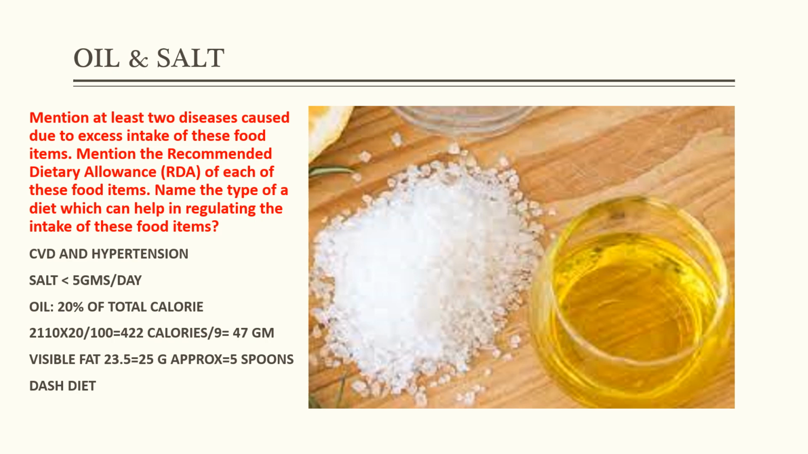Well, of course, the RDA is for salt less than 5 grams per day, and for the oil it should be 20% of the total calories. So in case of a sedentary male of a consumption of 2110 calories, it will work out to 422 calories. And since each gram of oil gives 9 calories, it will be 47 grams, of which 50% will be visible fat, this 23.5, making it approximately 25 grams. So the requirement will be 5 spoons per person per day. And the diet is the DASH diet.